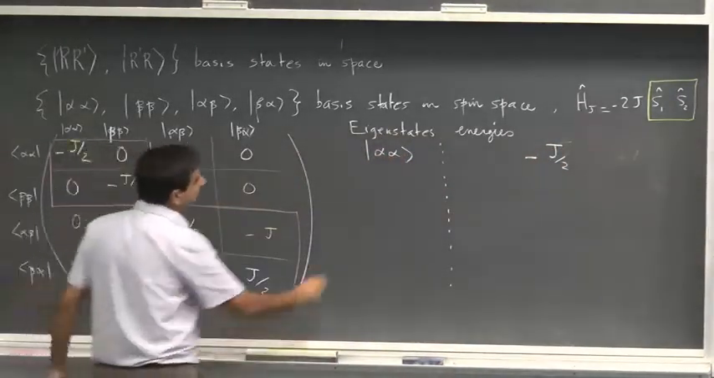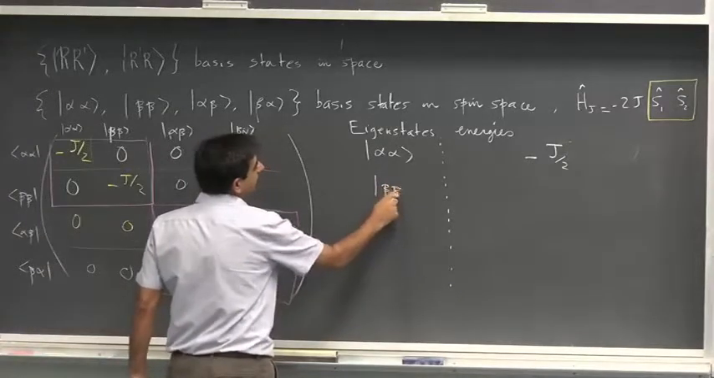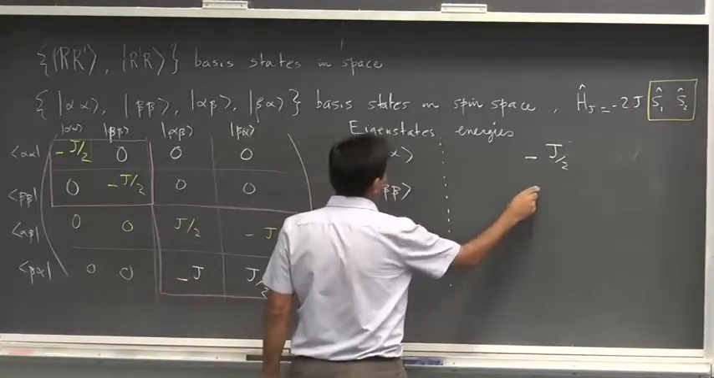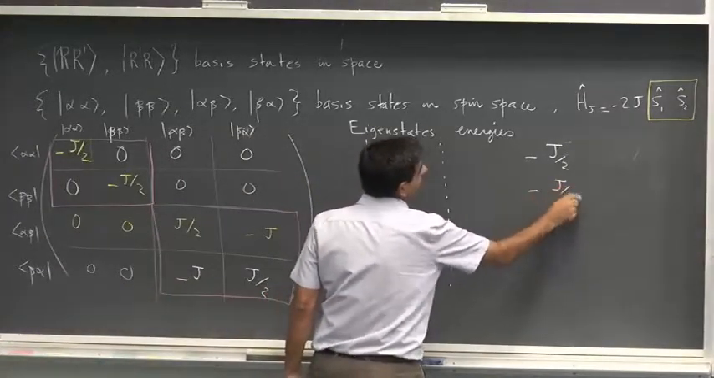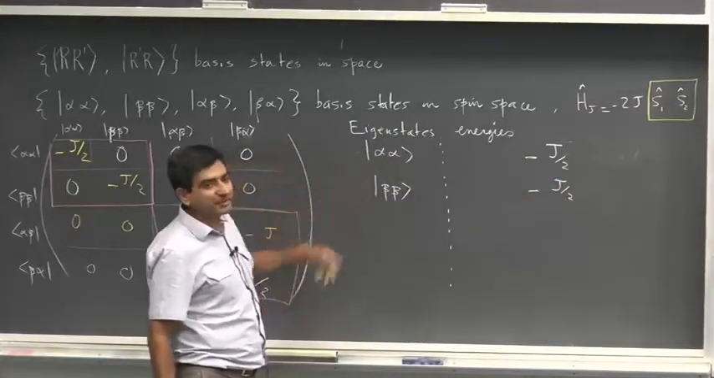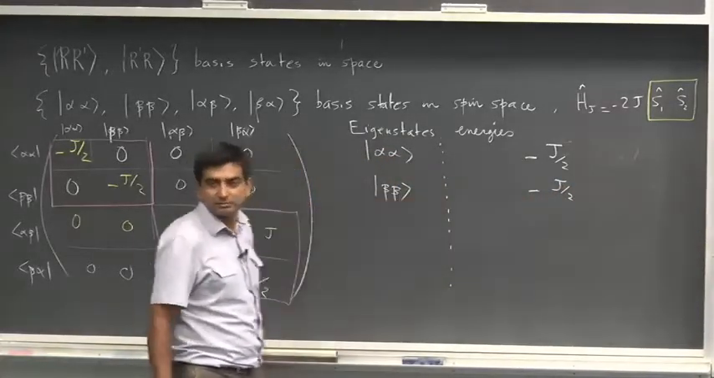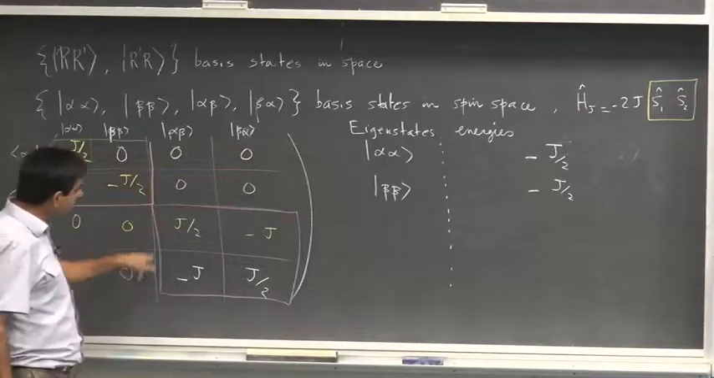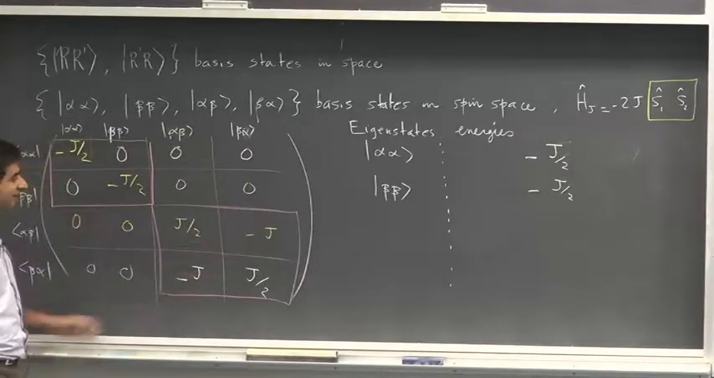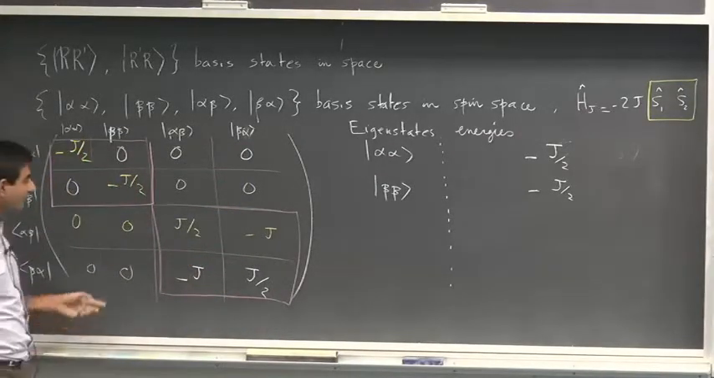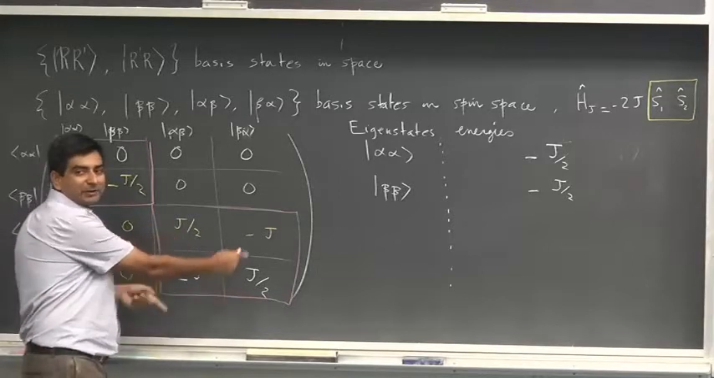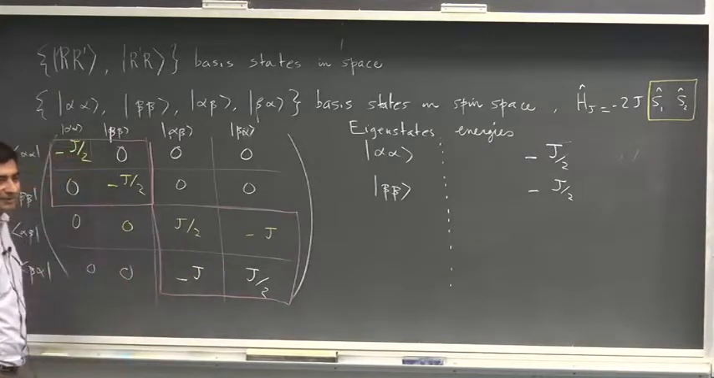Likewise, beta beta is an eigenstate. The energy is once again minus J by 2. Notice that both of these are triplet states and they have the same energy. Now let's look at this block form. This block form is something we've already encountered. It has two diagonal elements that are equal and two off diagonal elements that are equal.